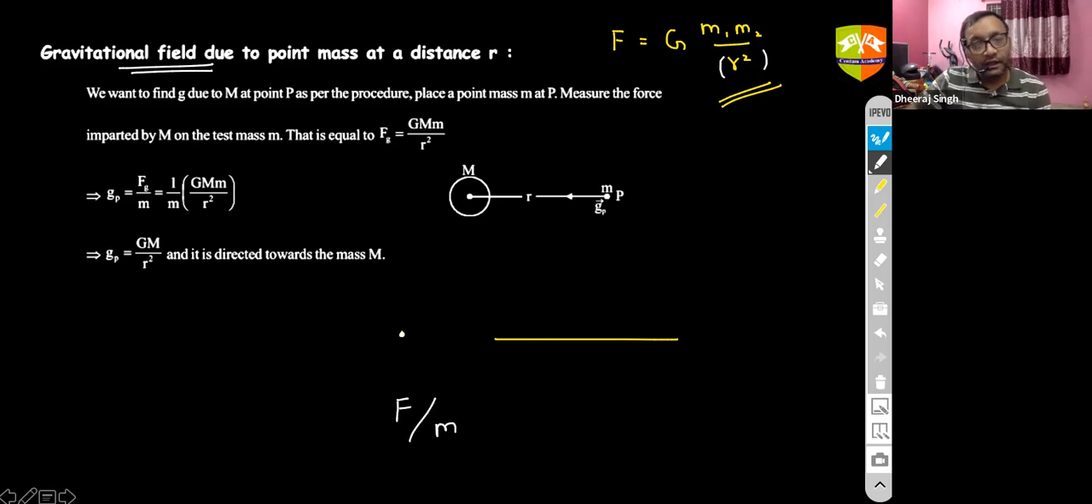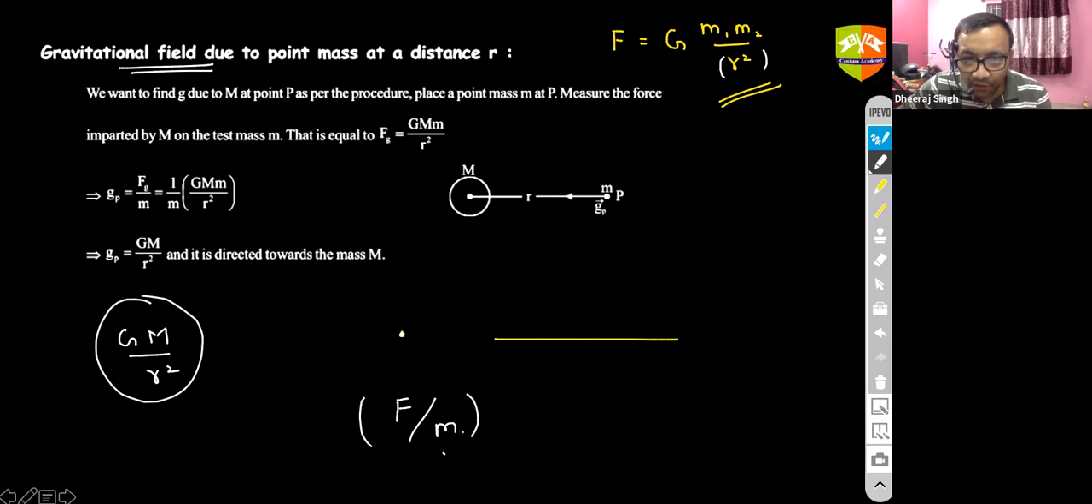which is G M by R square. This is the gravitational field for a point mass. So what you do is find out the gravitational field of this entire rod at this point, and then multiply by the mass to get the force between the rod and the point mass. So that is the idea. That is why gravitational field is defined.